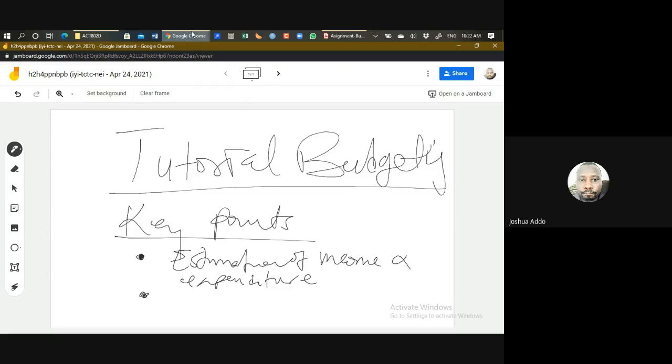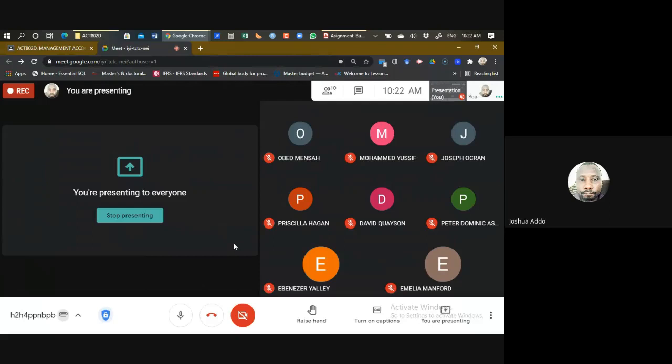What did you also get from reading on budgeting? Mr. Obed Mensah, let's see what you got from reading on budgeting. So they were saying that a budget helps us to predict what we are going to spend based on the resources that we have. Okay, so that's what Mr. Obed got. Mr. Yusuf, can you help us with what you got when you were watching the lecture on budgeting?